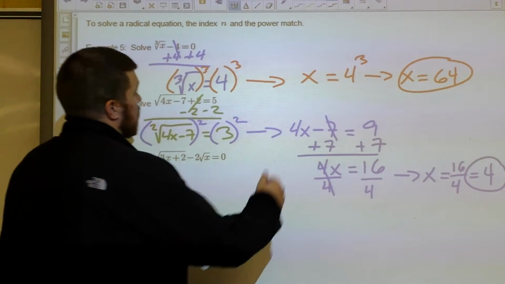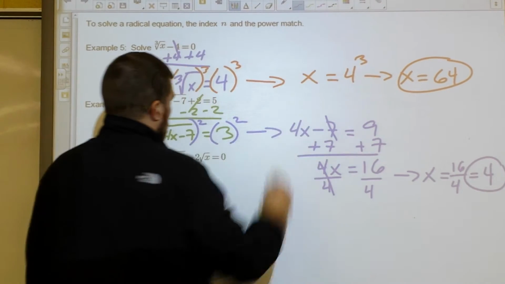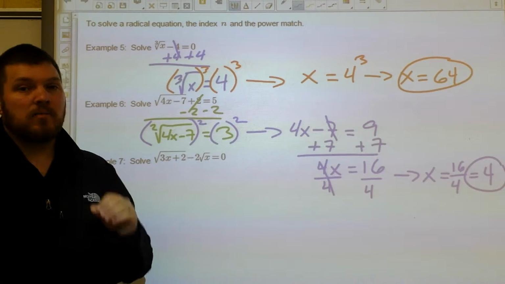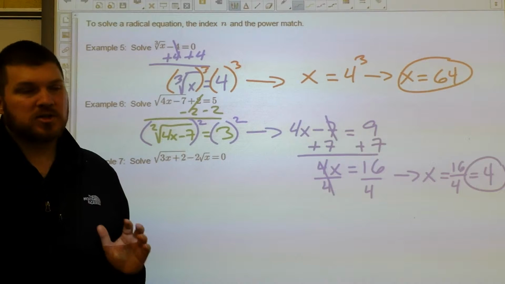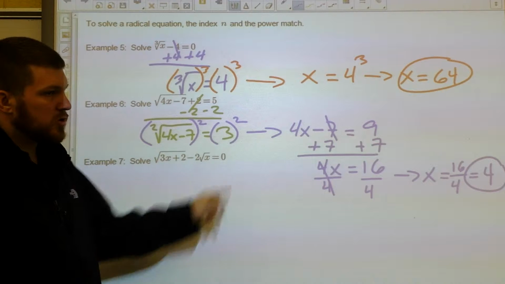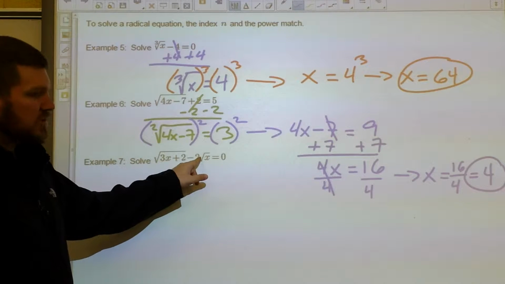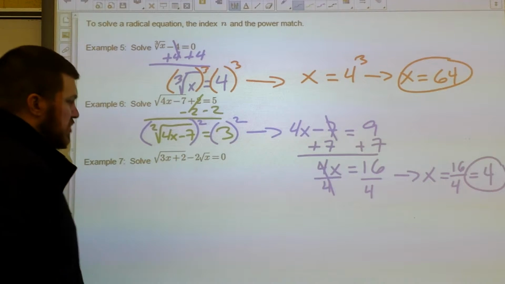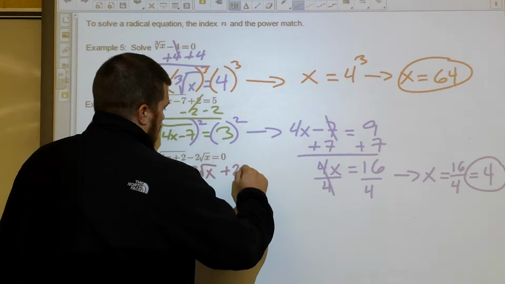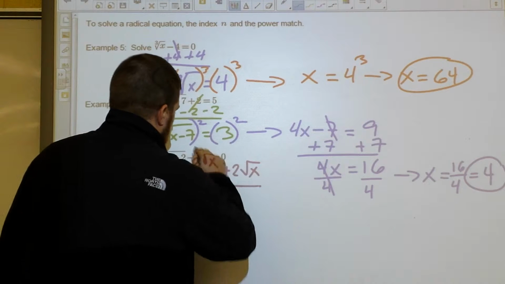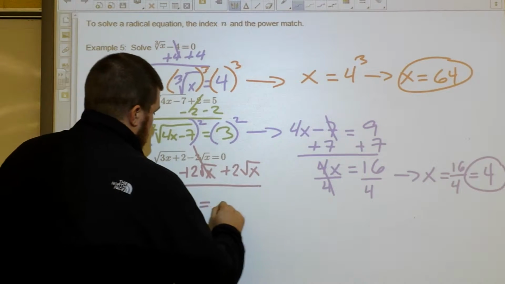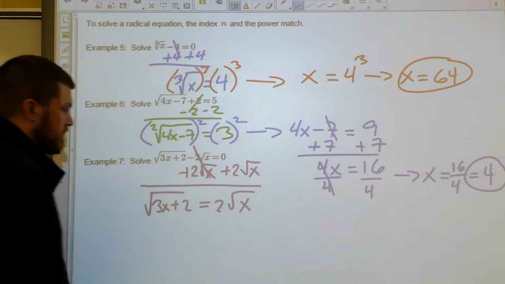Okay, in our final problem, we have two radicals on the same side. That can't happen. At most, only one radical per side is allowed. So what I need to do is take this 2 square root of x over to the right-hand side. I chose to move that one because it's a little bit smaller, probably going to be easier to work with. So to do that, I'm going to say plus 2 square root of x on each side. So the square root of 3x plus 2 is equal to 2 square root of x.